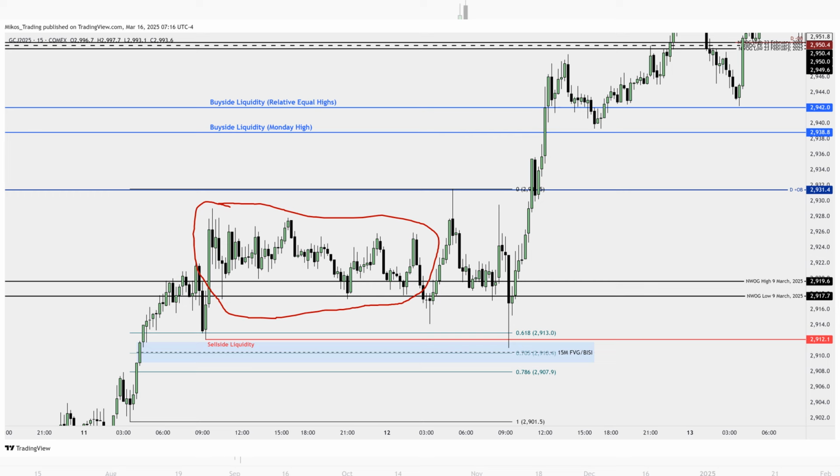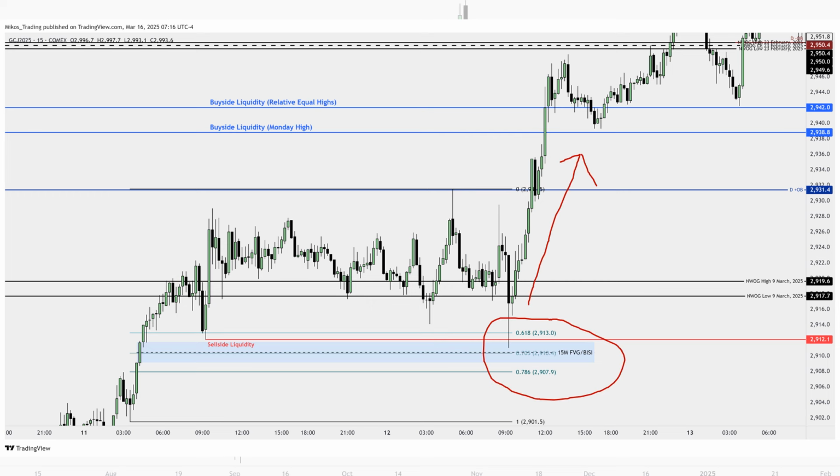This chart clearly shows the consolidation before the CPI release. We rally to entice early buyers. And after the CPI, we drop into the optimal trade entry below the relative equal lows, into the 15-minute fair value gap BC, and immediately rally higher.